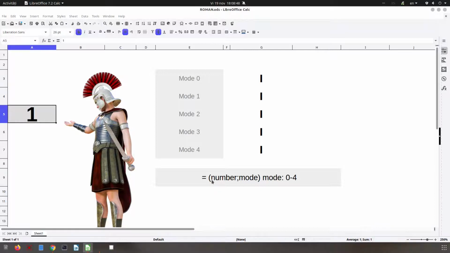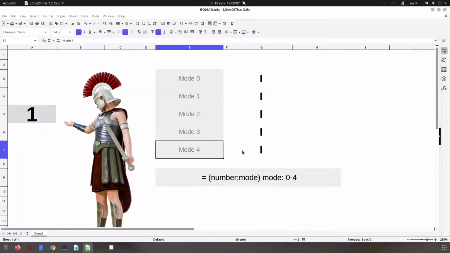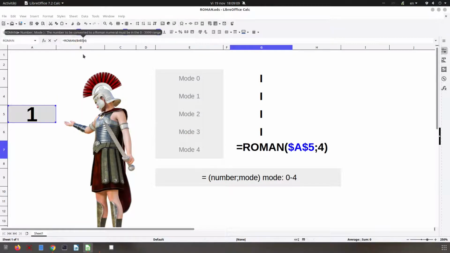So the structure, the syntax, is the number we want to replace, and the mode from 0 to 4. So here we have the Arabic number we want to transform into Roman, and also with different modes we want to see the differences. So let's see. Here we have the Roman numeral for this number in mode 4.